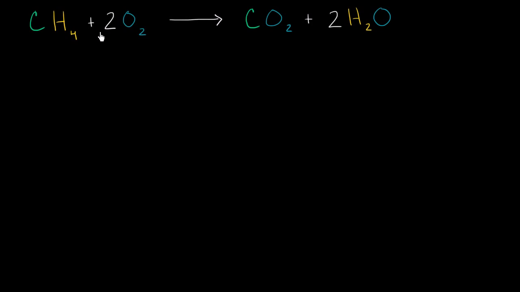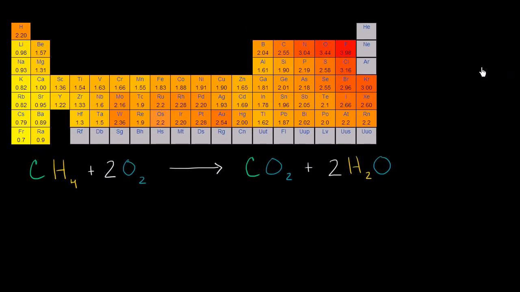So I'm assuming you've given a go at it. Now let's work through this together. So let's first think about the methane. And I have a bunch of electronegativities here based on the Pauling scale listed out here. But let's just visualize methane. Methane is a carbon bonded to four hydrogens.